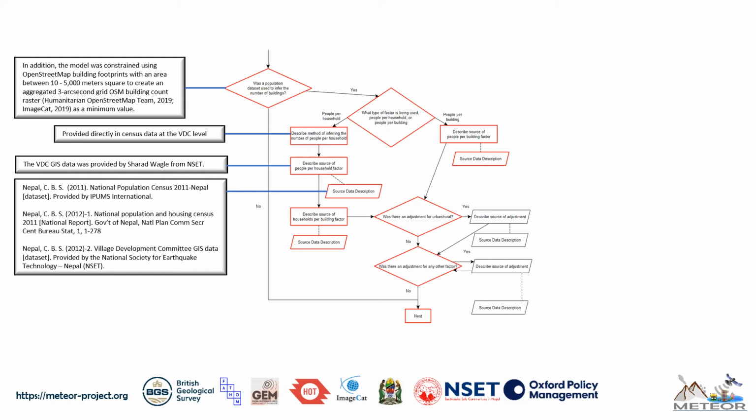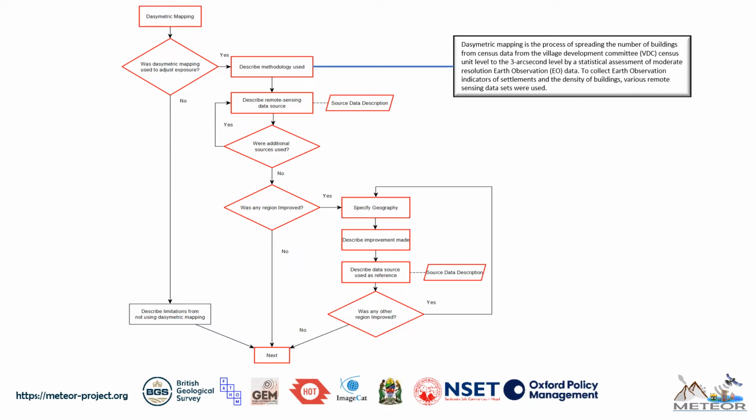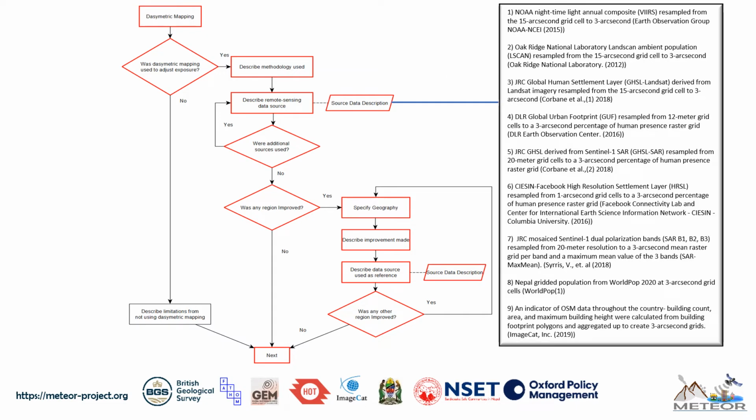We found that Sentinel-1 SAR mosaic proved more effective in highly developed regions, whereas GUF was better suited for rural areas. Dasymetric mapping is the process of spreading the number of buildings from the VDC census data to the 3 arcsecond grid by way of statistical assessment of moderate resolution Earth observation data. To collect Earth observation indicators of settlement and density of buildings, various remote sensing datasets were used. These include the following remotely sensed data products used for the dasymetric mapping.